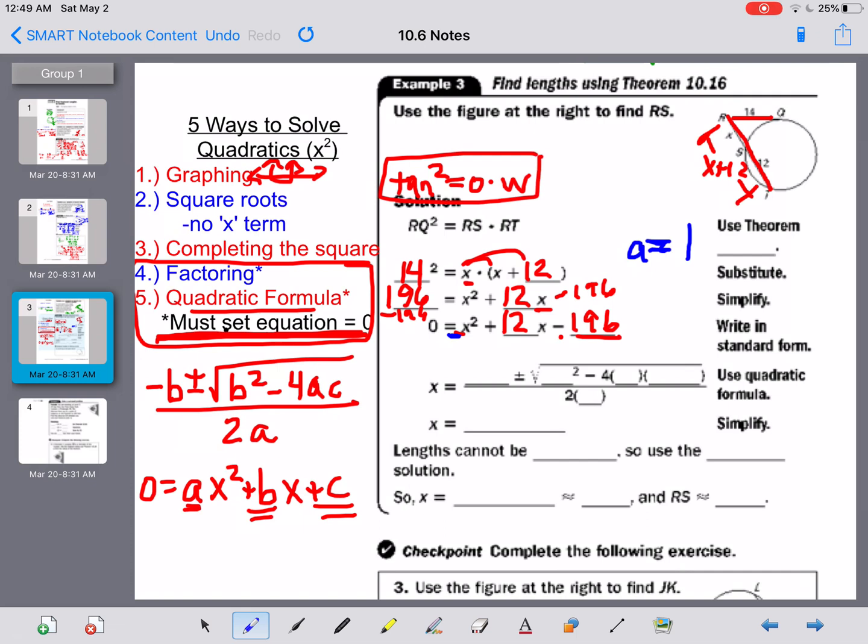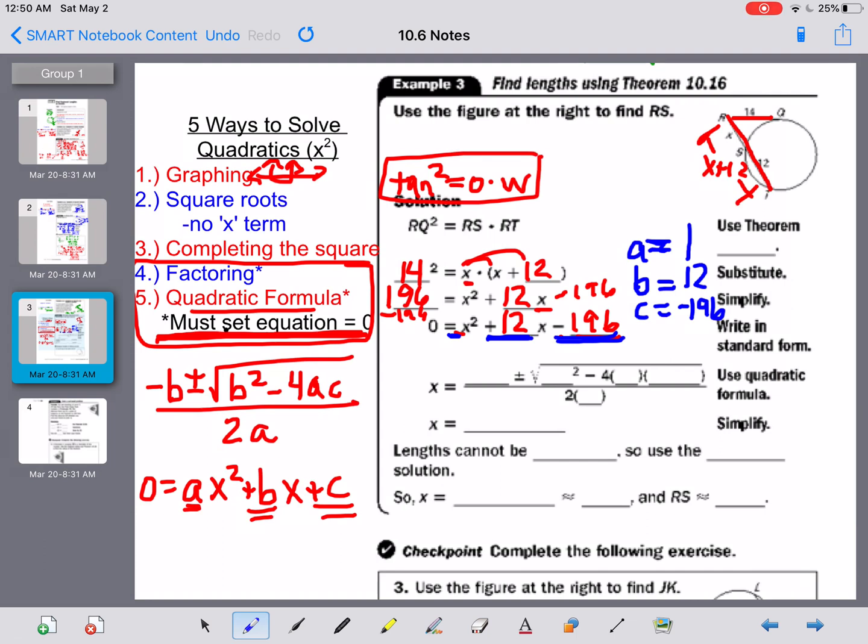My invisible number that isn't required to be written is 1. All right, my b is my number in front of my x, and I always include the sign with it to make sure I know it. And so that looks like a positive 12. You can write the positive, but what I really want to stress is if there's a minus or a negative, make sure you include it. And c is going to be this constant at the end. Now again, look carefully there. I see that negative, so it's negative 196. Okay, those are the three numbers that I'm going to plug into this quadratic formula.